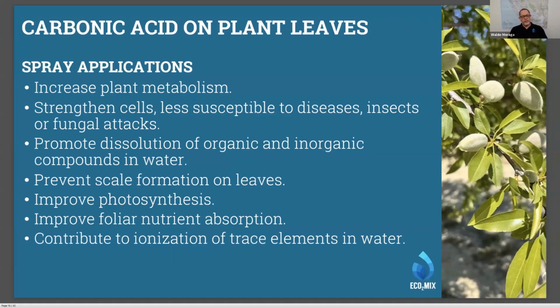We have also seen a lot of benefits when you use carbonic acid on spray applications. That means you have the water treated with carbonic acid, and you use that water to fill the sprayers, and then you save some money on the buffers that you use for the sprays. And we have seen a lot of increase in plant metabolism.